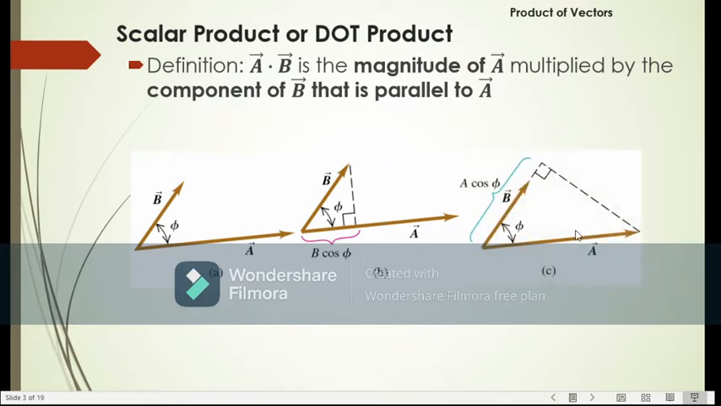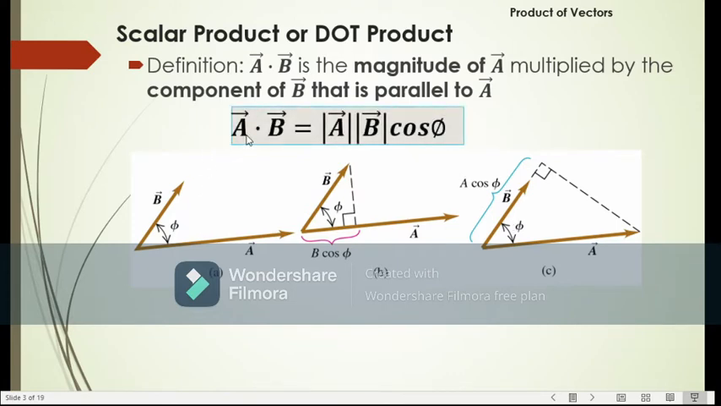Or we can also multiply the magnitude of B times the component of A that is parallel to B. And the component of A that is parallel to B is this side or this portion, which is A cosine phi. So having the definition of the dot product, we have the general formula for the dot product: A dot B is equal to the magnitude of A times the magnitude of B times cosine phi. And this angle is the angle between A and B.